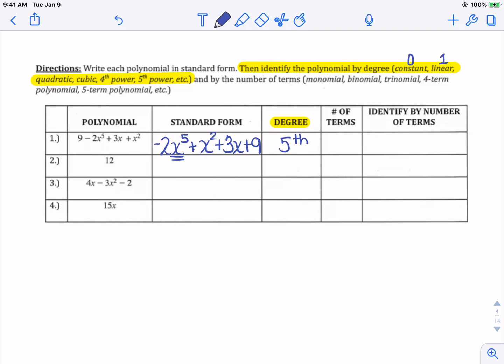First power would be linear, second power is quadratic, third power would be called cubic. After that, we just say 4th power, 5th power. So for instance, the one below, that's just 12 in standard form, its degree is 0, or you could put constant because it's showing you that there's no powers on x, there's no x's. So you'd either say 0 or constant by name. Pause and fill in the rest of the degrees for your terms.